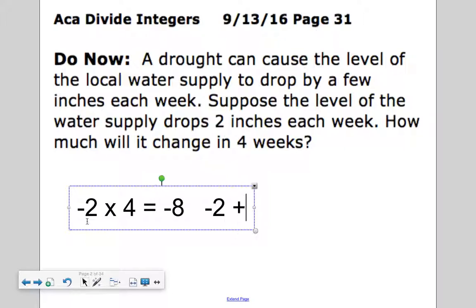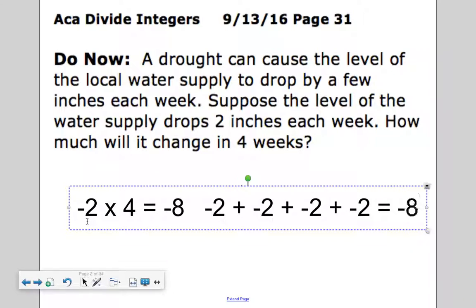Another way you can represent it is it dropped 2 inches first week, 2 inches second week, 2 inches third week, 2 inches in fourth week, so drop 8 inches.